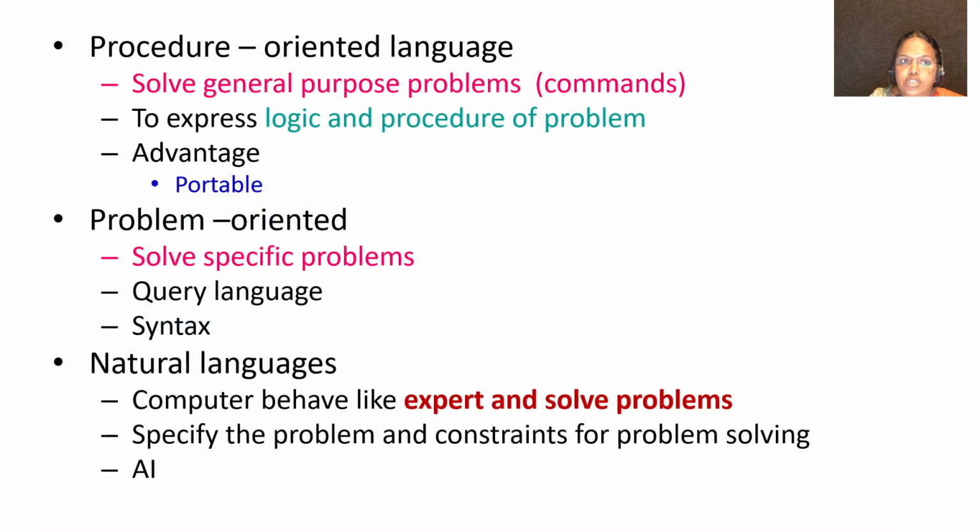Procedure oriented language solves general purpose problems, using commands to express the logic and procedure of a problem. Its advantage is that it is portable. Problem oriented language solves a specific problem. It consists of a query language and a syntax. In natural language, the computer behaves like an expert and solves problems, specifying the problem and constraints for the problem solver. So these are the basic fundamentals of computing programs and computers.